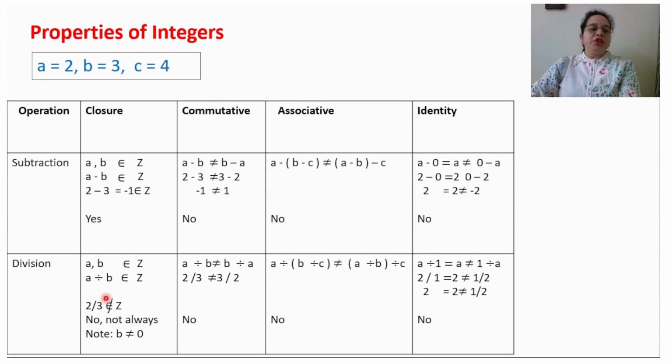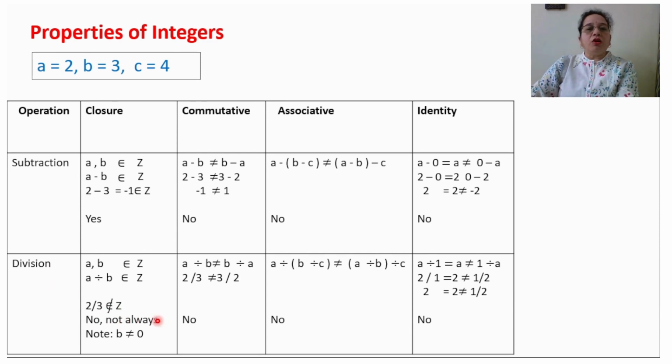Now come to the division. Substitute the values: a divided by b, 2 divided by 3. This is not an integer. Here you will get numbers in decimal, and decimal numbers are not there in integers. So we cannot observe closure property in division of integers.